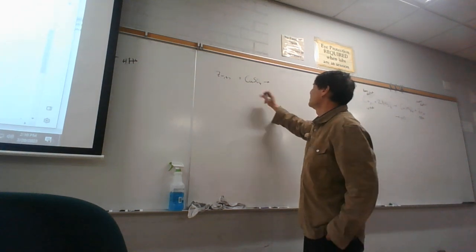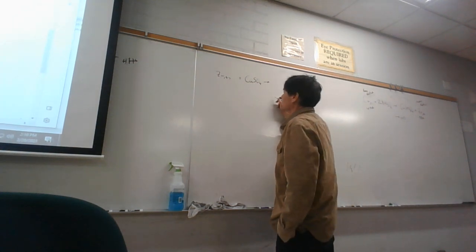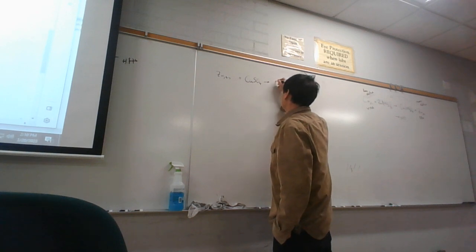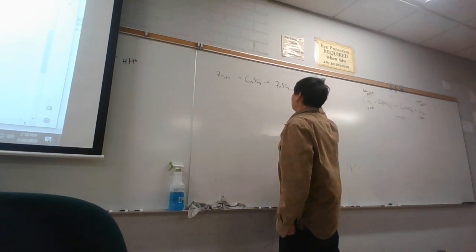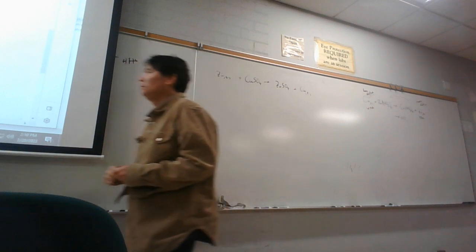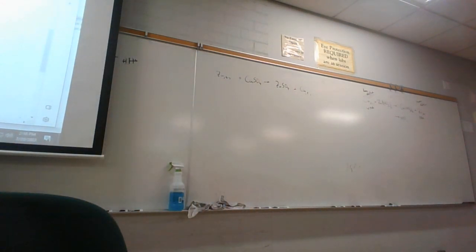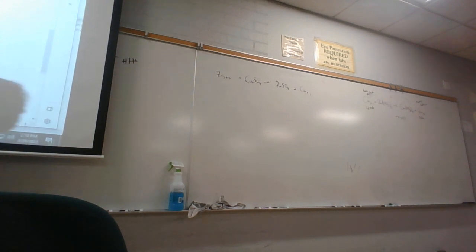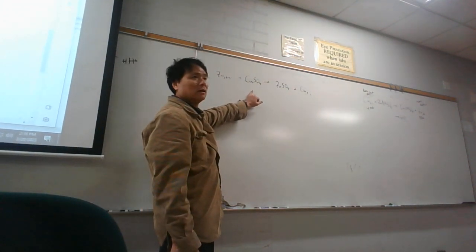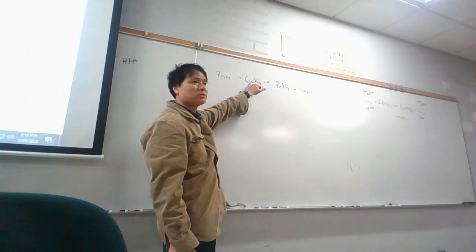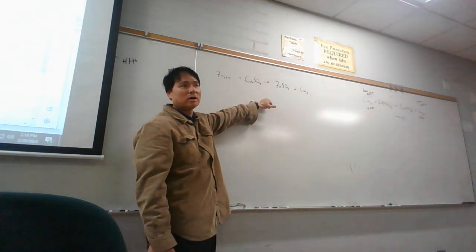So zinc and copper 2 sulfate will make what? Will make zinc sulfate, zinc's fixed charge at +2, and copper metal. Who's the oxidizer here? In this particular case, zinc is the reducer, and who's the oxidizer? Oxidizer takes electrons, so copper 2 took electrons to form copper 0, copper metal.